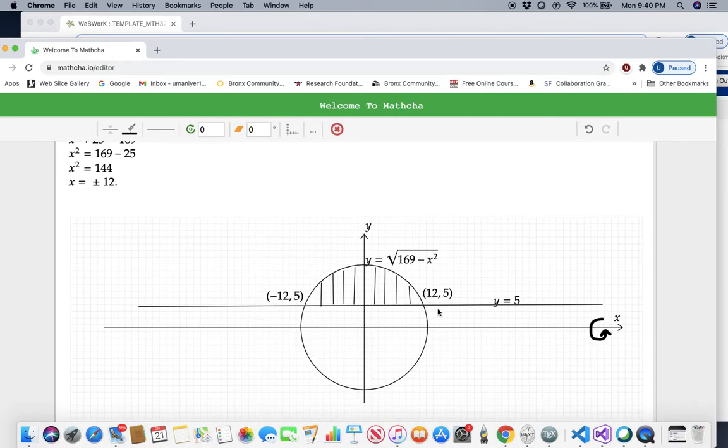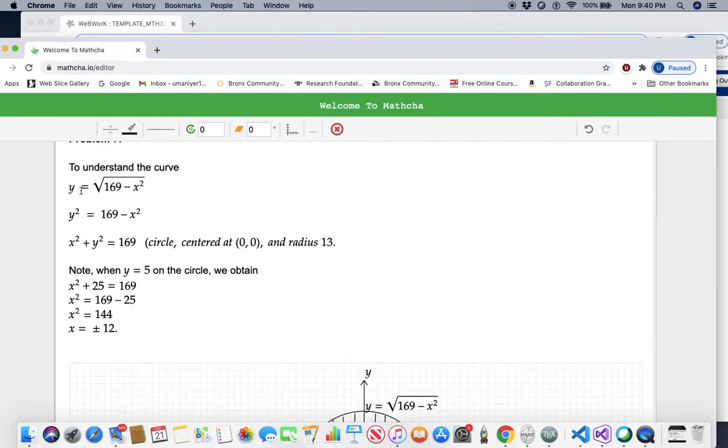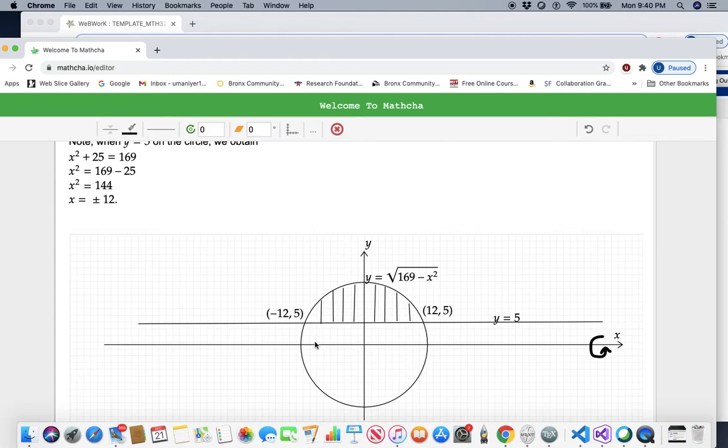So that's your circle. My original curve is y is positive square root, so we are simply looking at the top half. Y equals 5 is this particular horizontal line. When y is 5, x is 12 or minus 12. So those 2 intersection points are negative 12, 5 and positive 12, 5. And the curve above is y equals square root 169 minus x squared. So the region between the top half of the circle and the horizontal line is this shaded region.